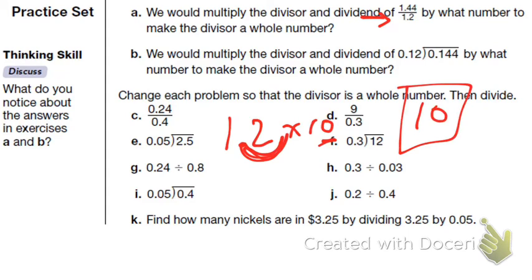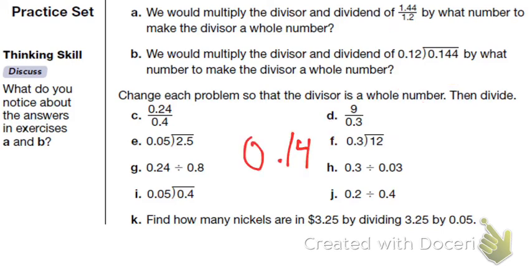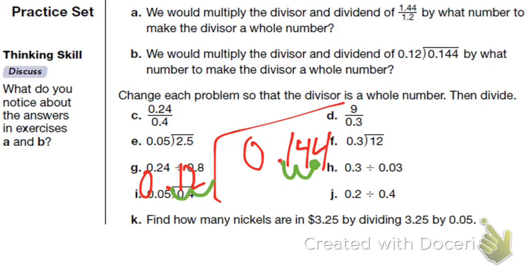Okay, letter B, would we multiply the divisor and dividend of 0.144 divided by 0.12 by what number to make the divisor a whole number? Okay, so again, our problem is 0.144 divided by 0.12. Okay, we know we can't divide by a decimal. We have to change it to a whole number. So for this one, we're going over 1, 2 decimal places. So our new problem would be 14.4 divided by 12. Again, bring your decimal point straight up.